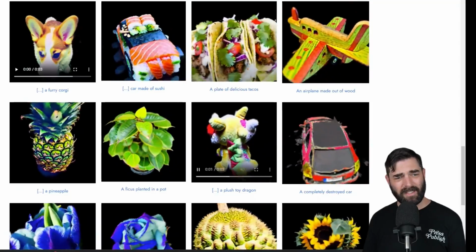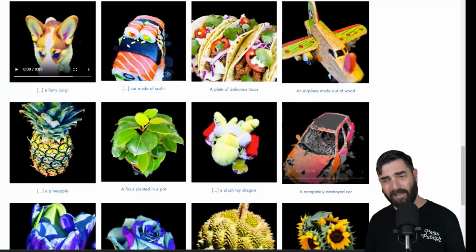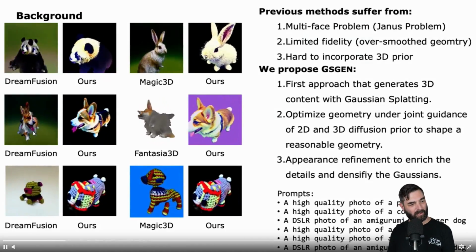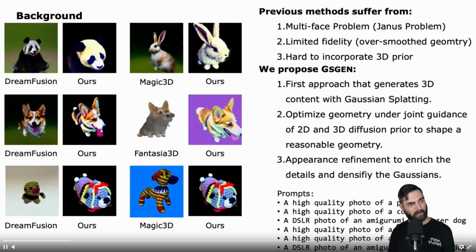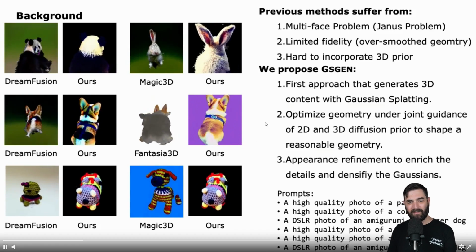We've got a plate of delicious tacos, a car made of sushi, a furry corgi, a pineapple, and all of these are pretty dang good looking. Here we can see it compared to previous models. Look at this corgi in DreamFusion compared to their version. This panda in DreamFusion compared to their version. Obviously, it's quite a bit better.